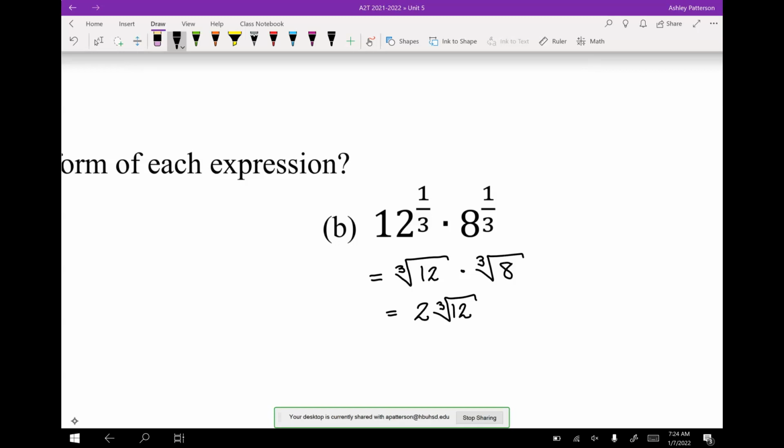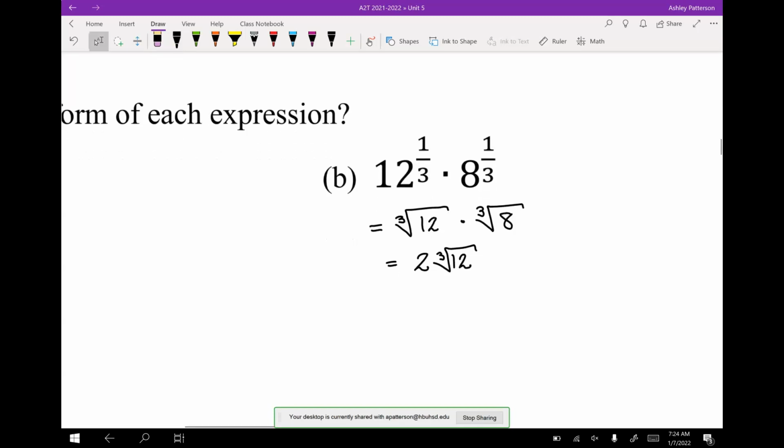And what are the factors of 12? What multiplies to 12? 4 and 3. Perfect. All right. And then if we break down the 4, we get 2 and 2. Do we see any groups of 3? No, we don't. So this is our final answer. But our question was phrased with rational exponents. So we should put it back into that form as 2 times 12 to the 1/3 power.